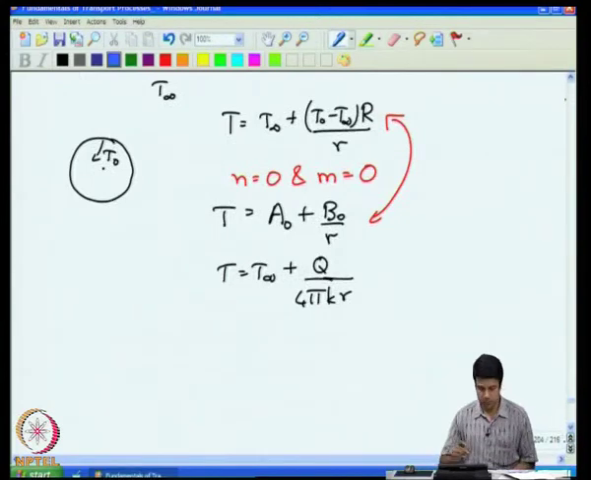And I had shown you that for n equal to 0 and m equal to 0, you get spherically symmetric solutions.